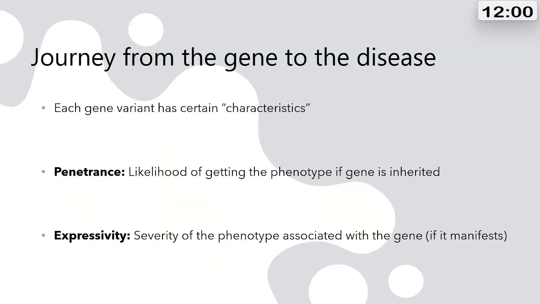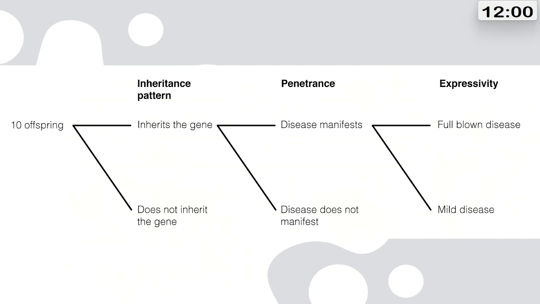So how does the genotype translate into the phenotype? Well, we have to look at the gene characteristics. If we take 10 offspring from an HCM patient, the chance that one of these offspring inherits the gene, this is according to the inheritance pattern, which is autosomal dominant usually in HCM. That means 50% chance of inheriting the gene. Now, if this young person inherits the gene, there's something called penetrance that dictates the chance that this person who has the gene will develop the disease.